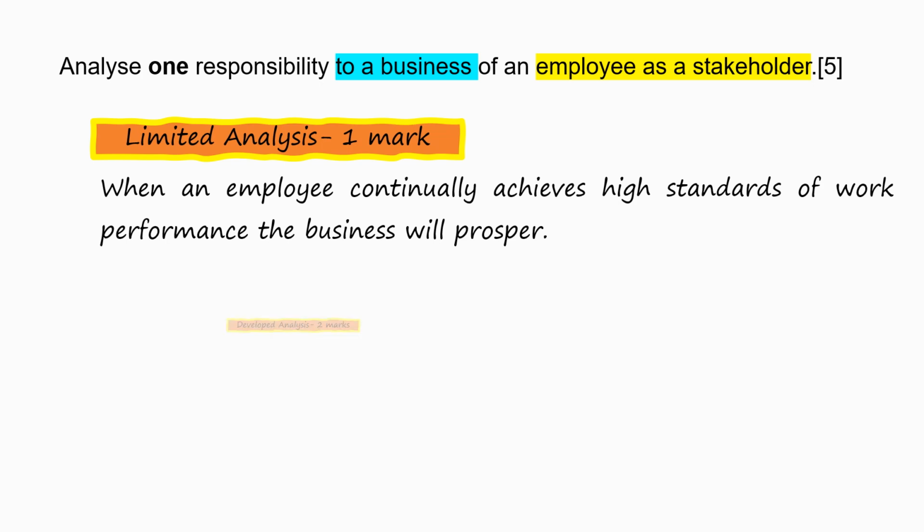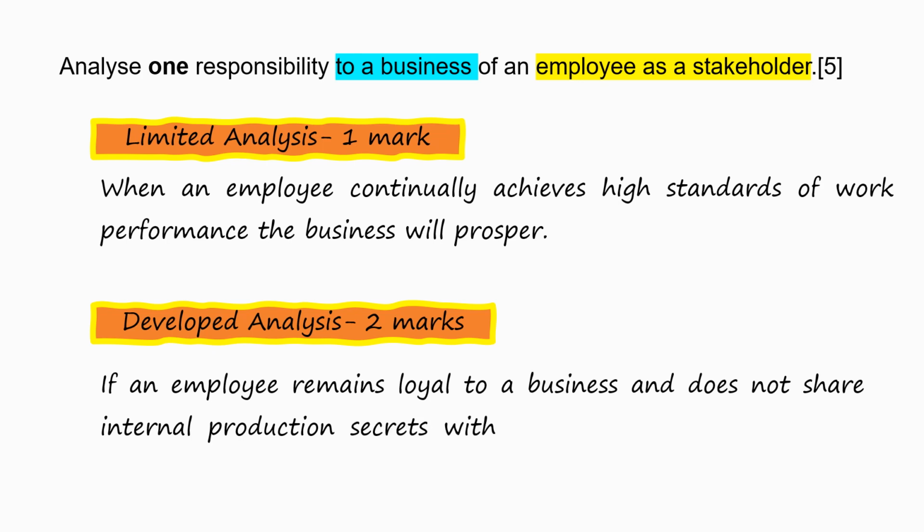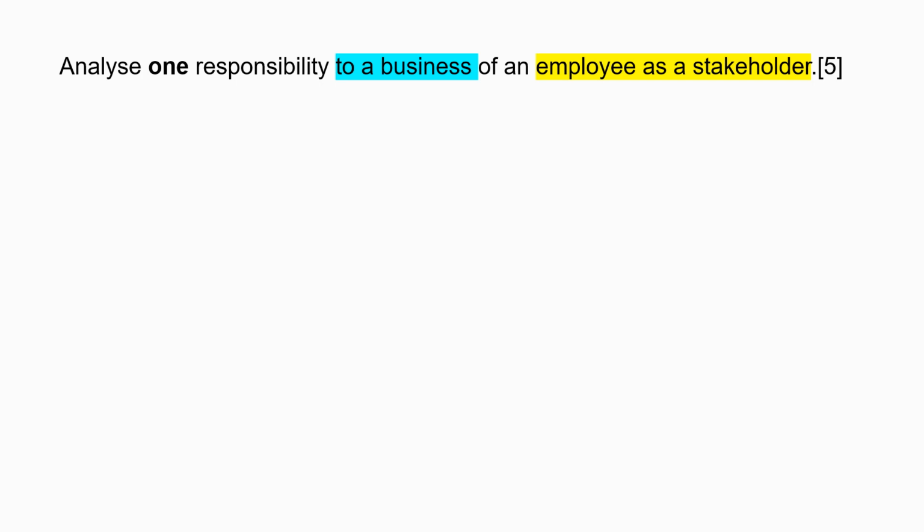D'accord? Develop one. So if an employee remains loyal to a business and does not share internal production secrets with competitors, the business will likely remain very competitive. What will happen to the business? The business will likely remain very competitive and continue to achieve high levels of productivity. D'accord? High levels of productivity. Maintenant, nous get ce model answer.